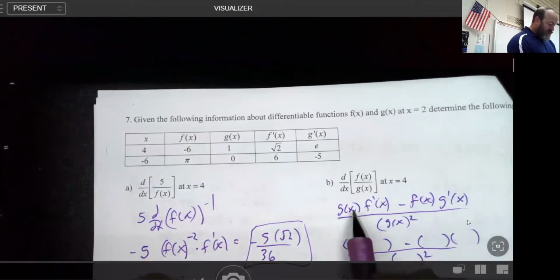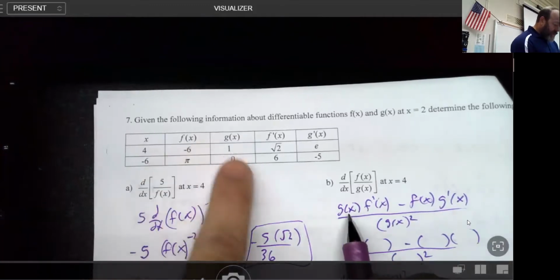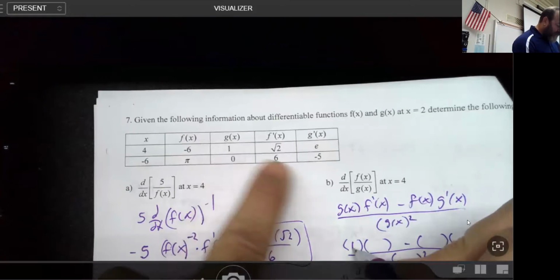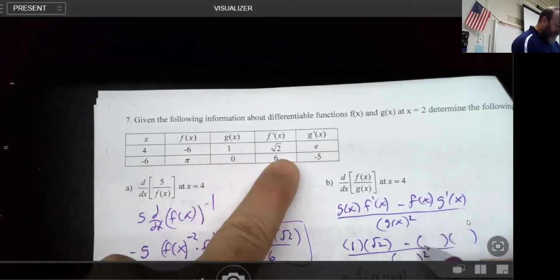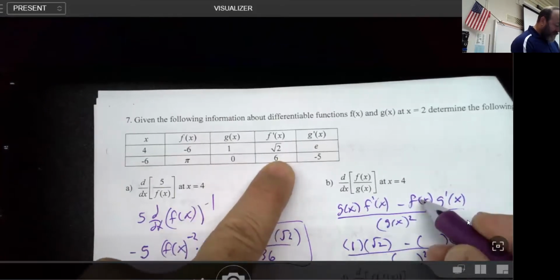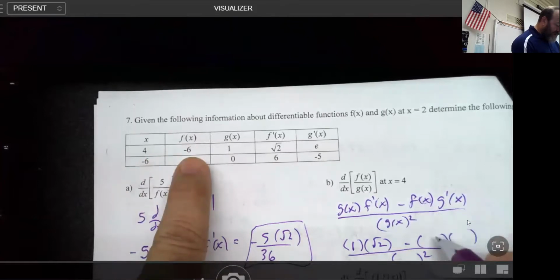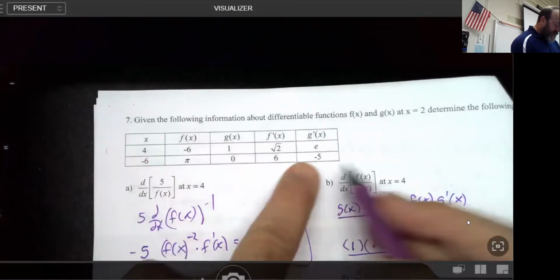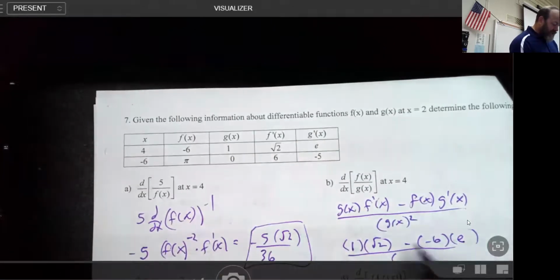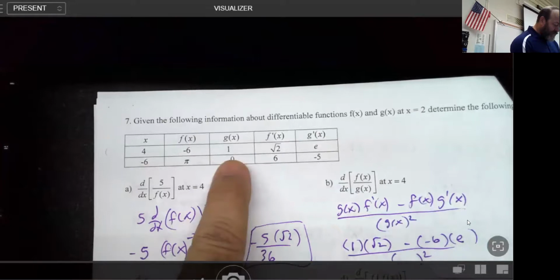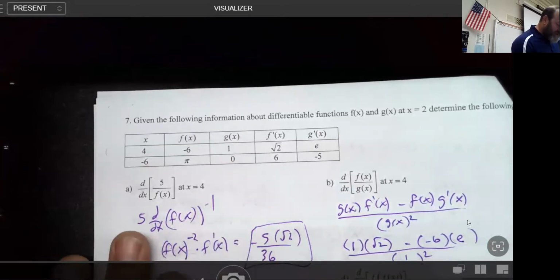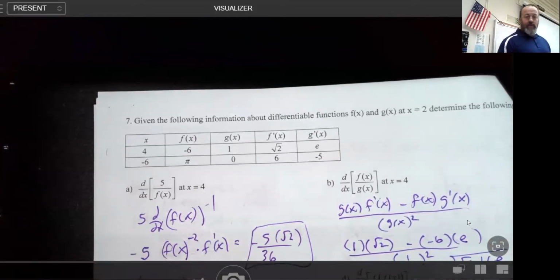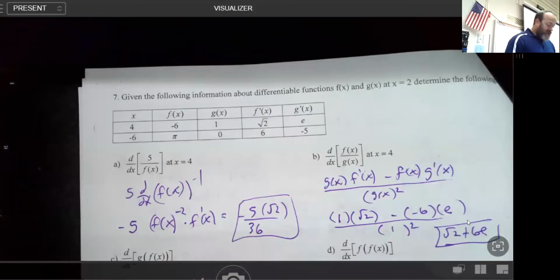So g of 4, we're looking at 1. F prime of 4, we're looking at root 2. F of 4, again, we're looking at negative 6. And g prime of 4 would be e, and last g of 4 itself would be 1. So we're looking at root 2 plus 6e all over 1. So it looks like we're kind of done right there. Sorry, I didn't have that up high enough.